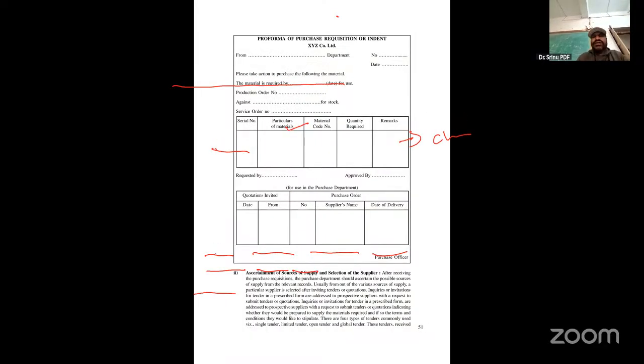After that, the purchase order pro forma is like this. From whom? To which department? Date and serial number, the particular material we want to purchase, material code number, quantity required, remarks. So these all we are going to say. So purchase department and service order. This is the pro forma for the purchase request or intent. Okay.